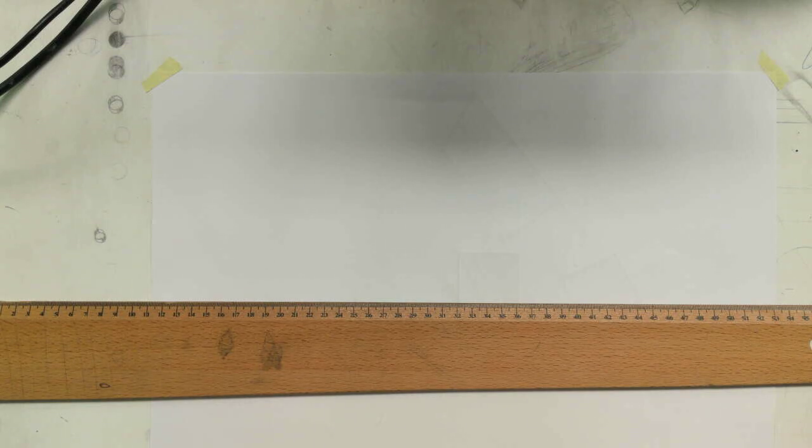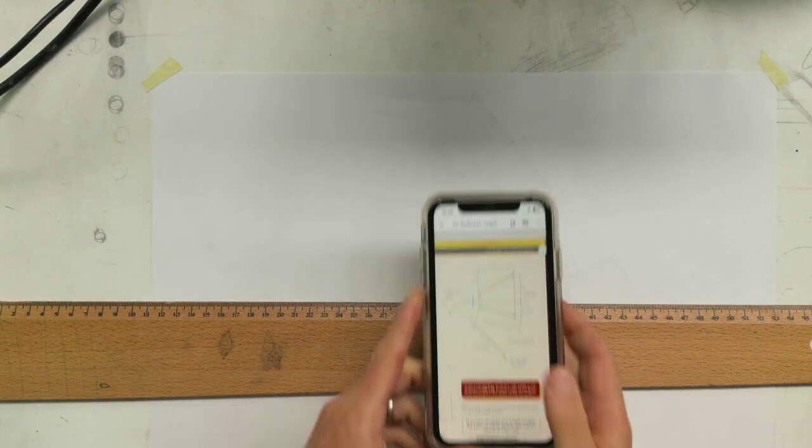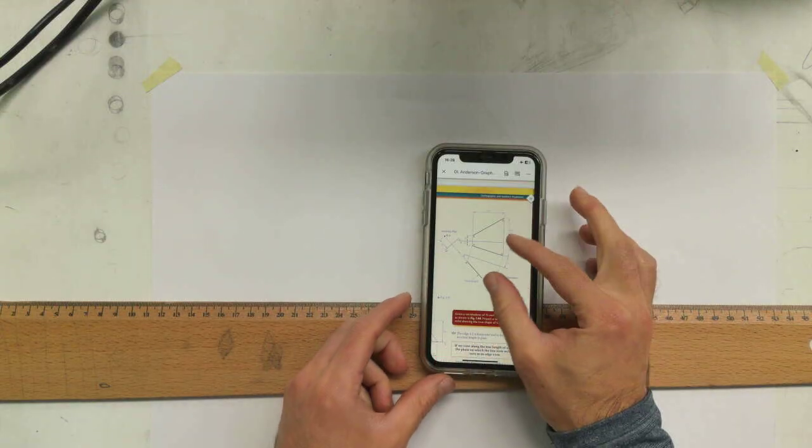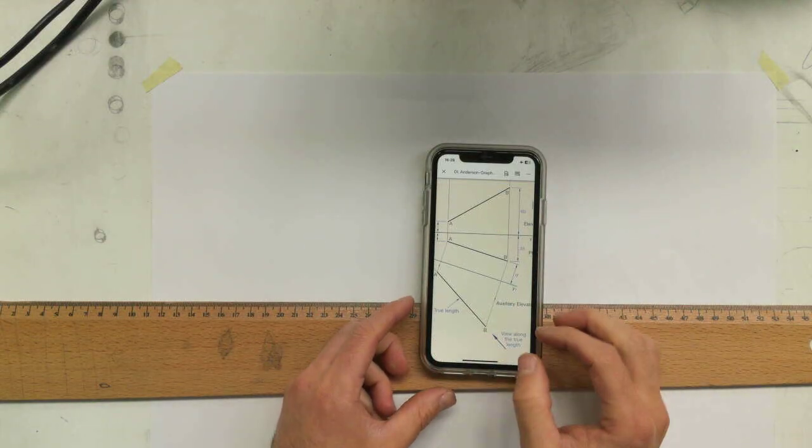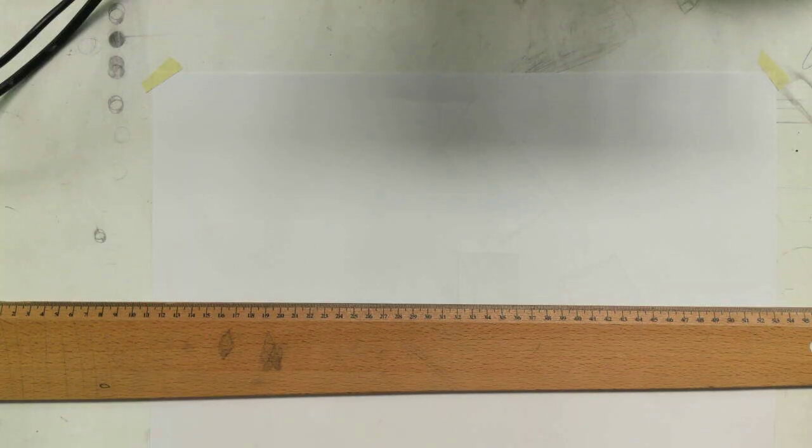So for this video, I'm going to go through how to find a point view of a line. We're looking at page 17 of Anderson's book, this question here. The first thing for our homework you had to draw was the elevation and plan.